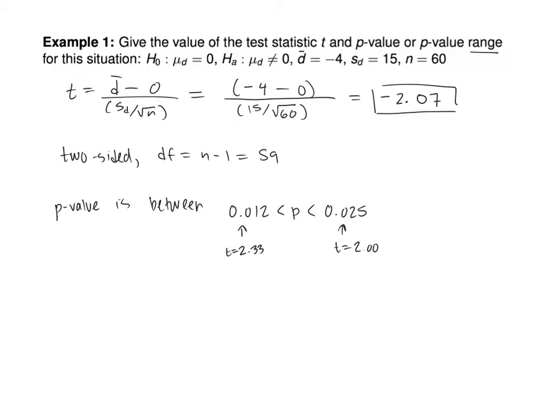So, actually this is not quite right because this is not doubled yet, right? So the range for the two-tailed test is 0.024 < P < 0.05.